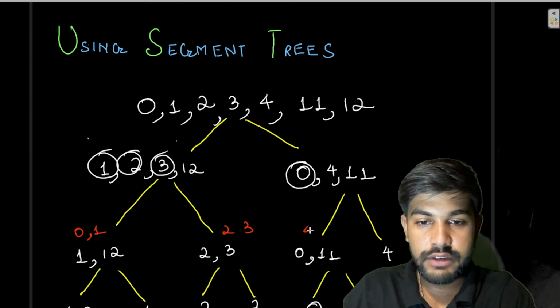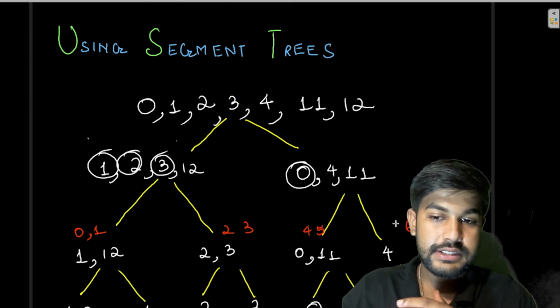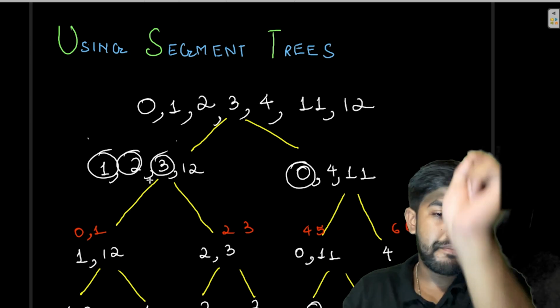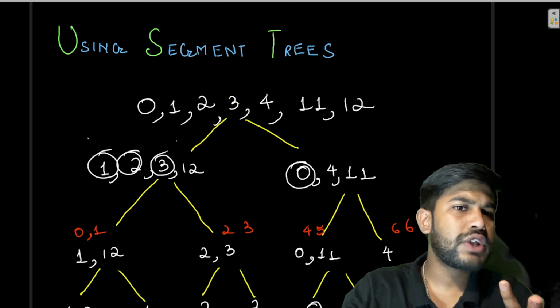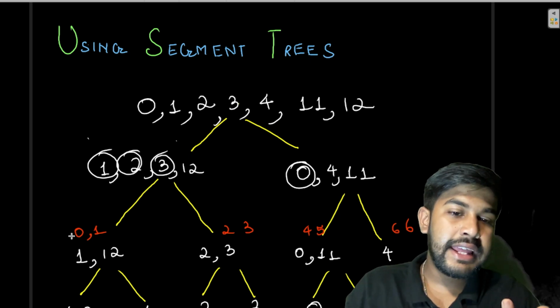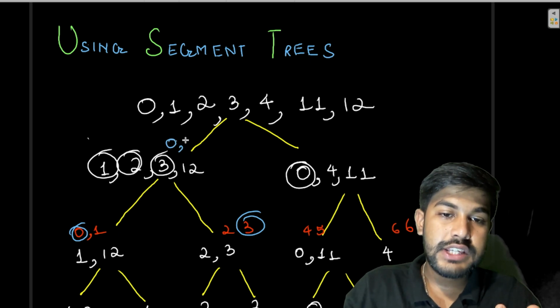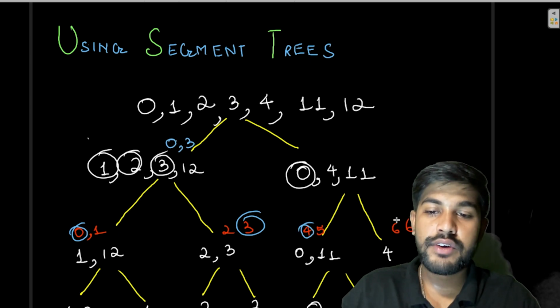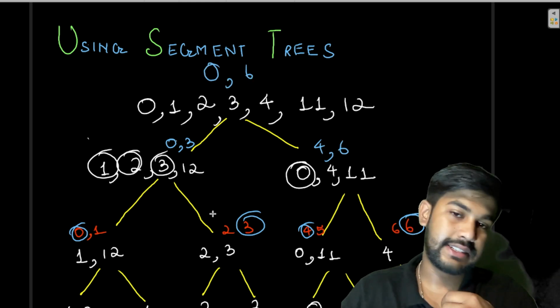So this one would be 4 to 5. This one would be 6 to 6. Now we would merge this also. So 0 till 3. The easiest way to have this is to take the first element of this and the last element of this. So we would have 0 and 3. We would have 4 and 6 itself. And then here we would have the first one, that is 0, and then 6 itself.